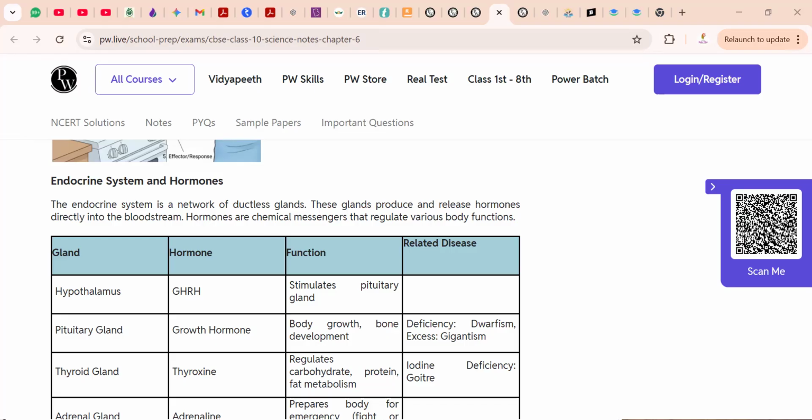Reflex action. What happens in the reflex action? Reflex is a word we use very commonly when we talk about some sudden action in response to something in the environment.